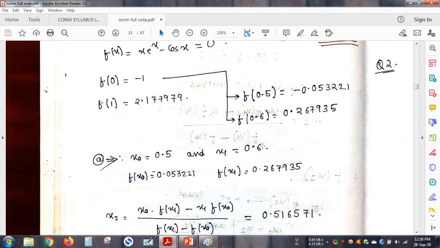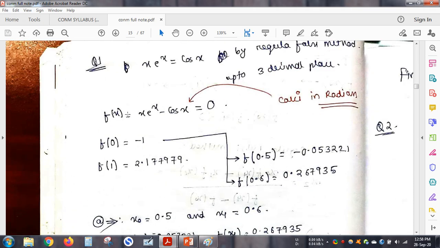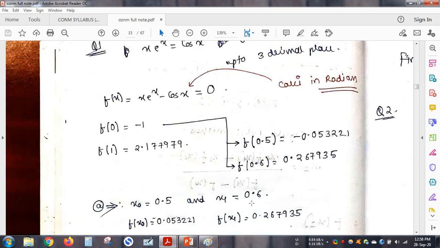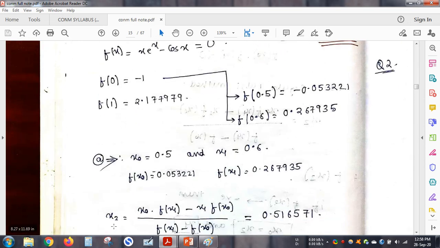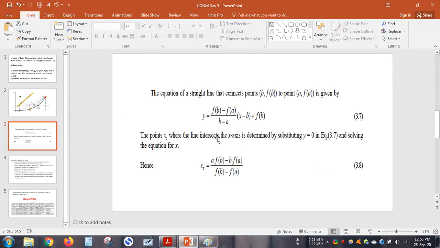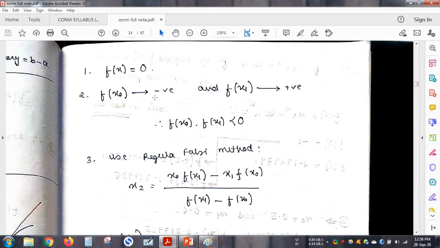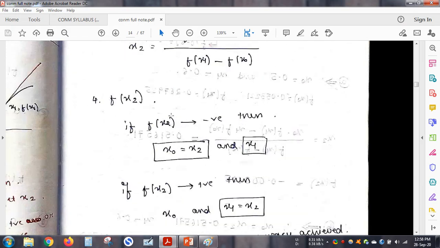So these are the initial values. So x0 is 0.5, x1 is 0.6. I will find this function f of x at x0, that is 0.5, and also at x1, which is 0.6. Then I will be directly using the formula, this particular formula only. This formula and this formula are the same. Just put it in the formula, the pure formula.